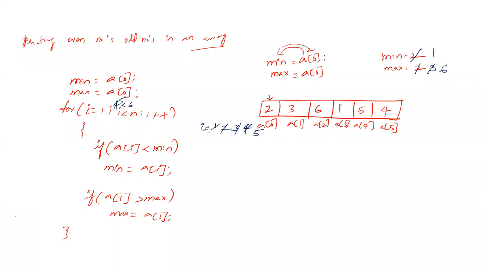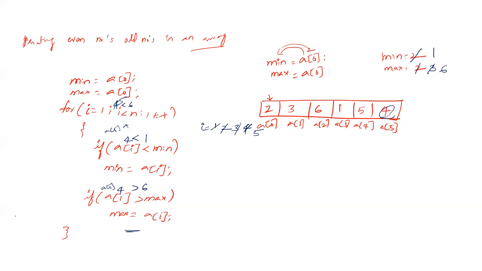So true. Therefore, again, what is that value? A of 5 value is 4, so directly writing 4. 4 is less than min. What is the updated min? 1. Is that true? No, it is not. Next, A of 5 value is 4, and 4 is greater than max. The last updated value is 6. Is that true? No, it is not true. So it doesn't go to the next step.